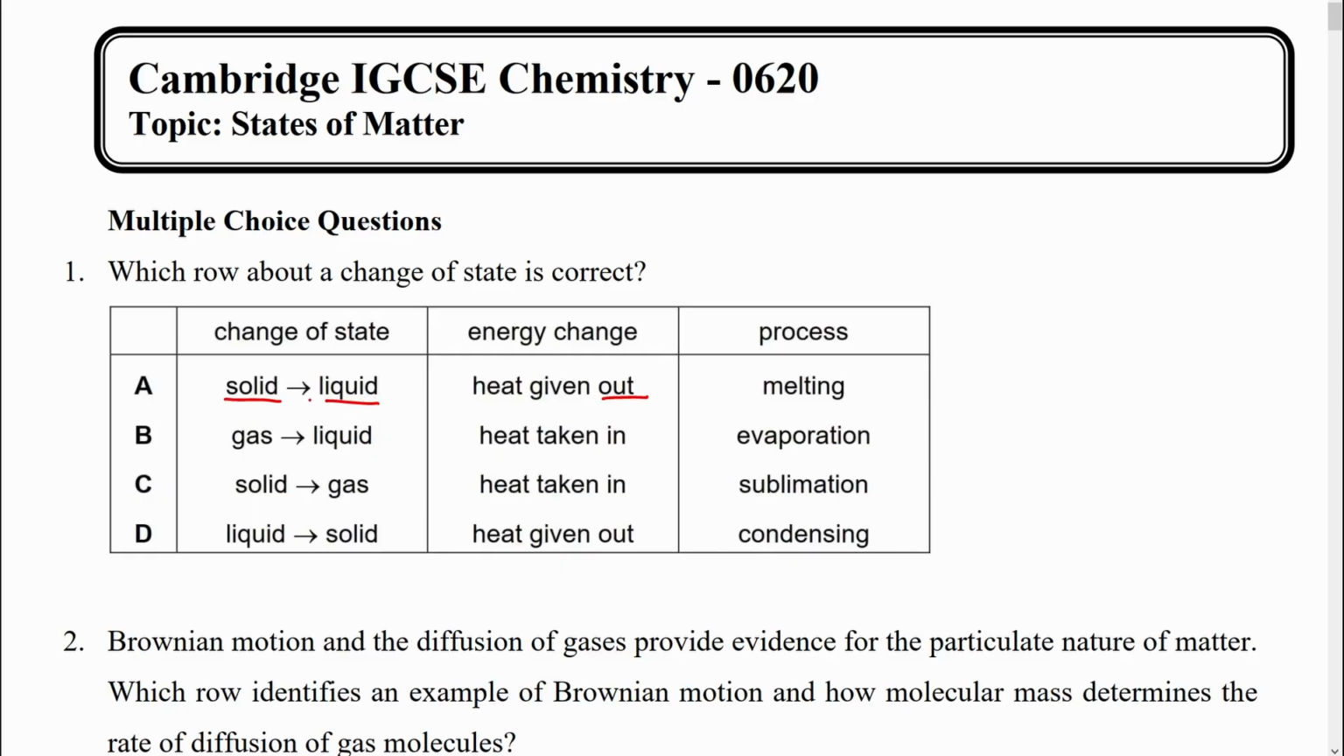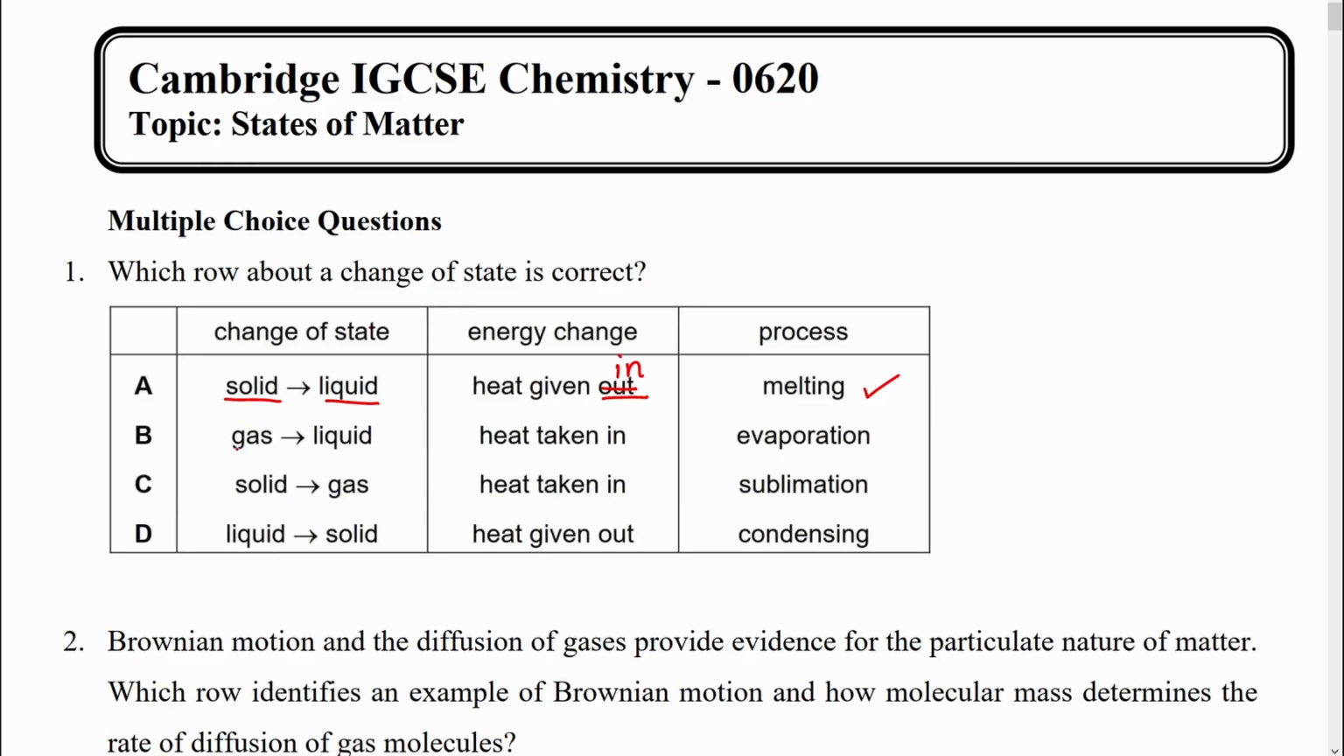So if you want to turn from ice to liquid, that means you have to heat it, right? You have to increase the temperature. So that means heat is taken in here. It's not out. And the process from solid to liquid is called melting. That's correct. But since the energy change part is wrong, that's not the answer.